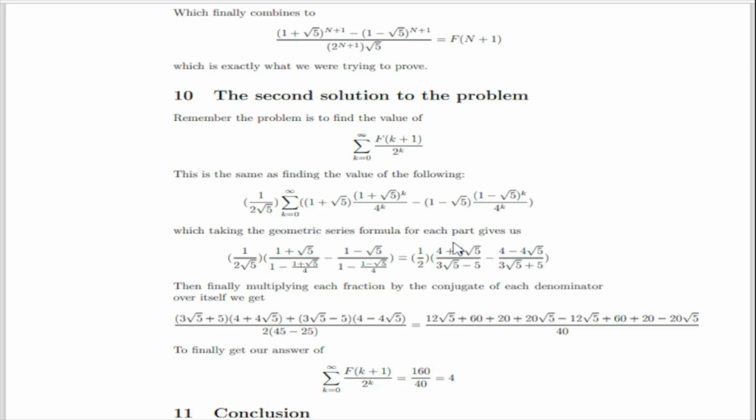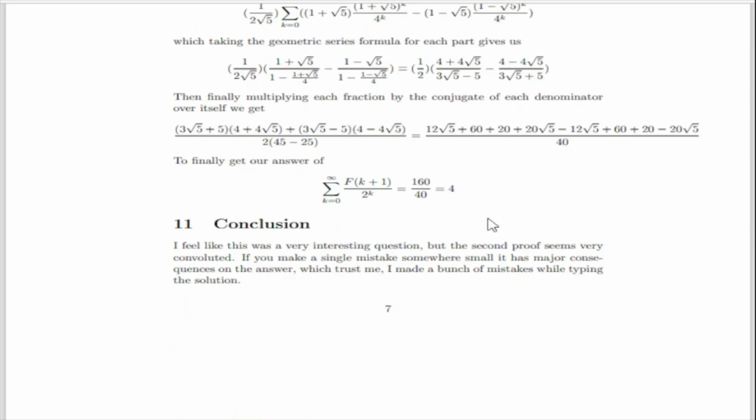Taking the geometric series formula, which is very convoluted, which is why I did this second, you get 1 plus square root of 5, and so forth, which is very convoluted. So that's why I waited to do it. You get that whole thing, which all simplifies after a very long time to 4. It simplifies to 160 over 40, which equals 4.